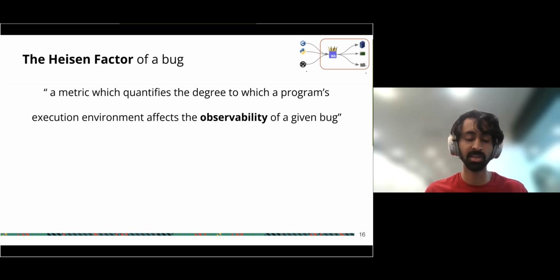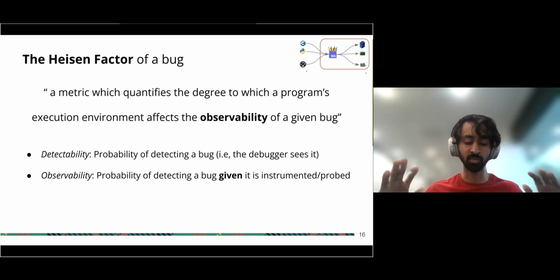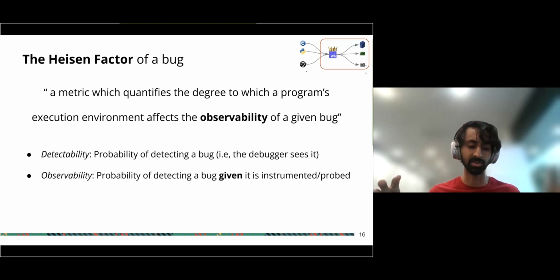To qualify the words that I'm using in more detail, there are two specific things I want to highlight as well. One is the detectability of a bug, which is what most people think of when they think of bug finding, which is, what is the probability of me detecting a bug if I run my debugger on this piece of code? The observability, though, is the probability that we detect a bug given that it's instrumented. That is, given that we are able to look at this snapshot of memory accesses, how easy is it for us to observe this bug?